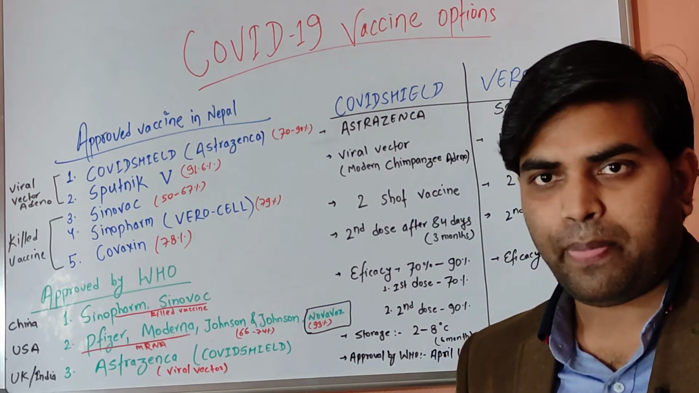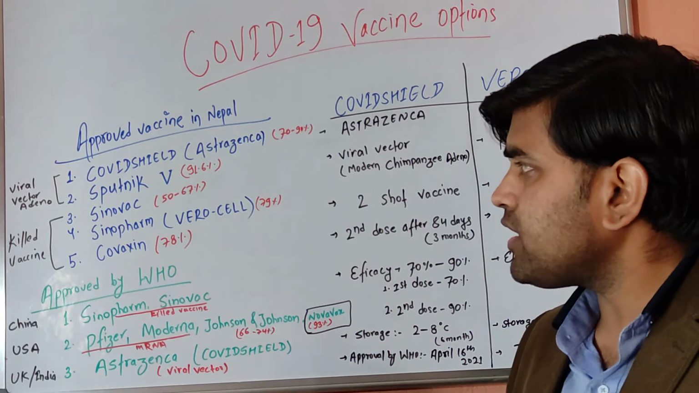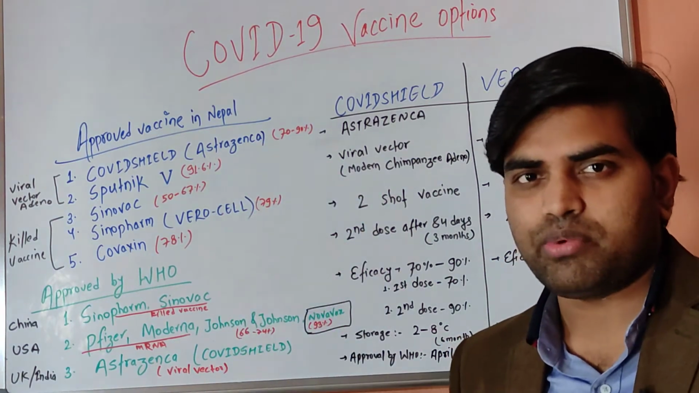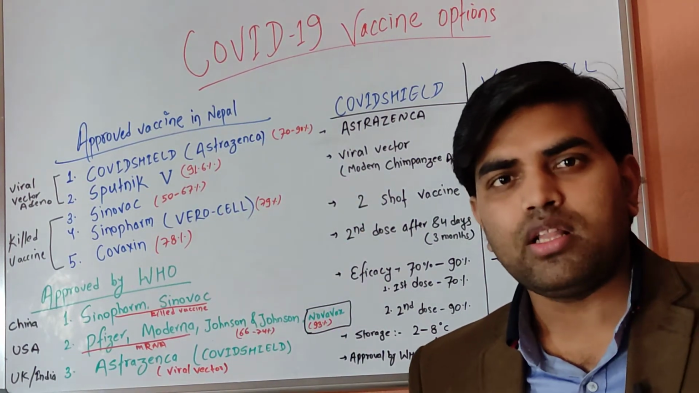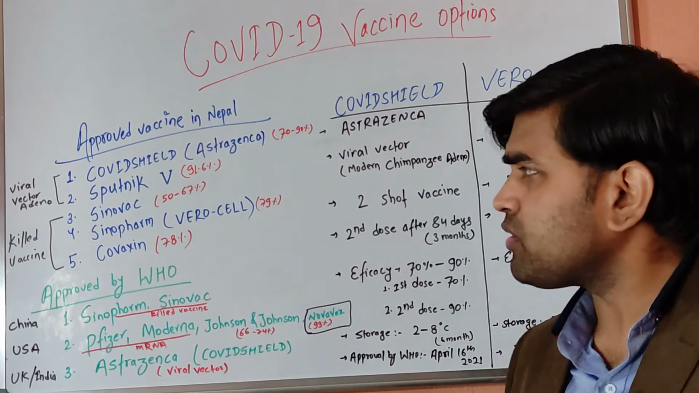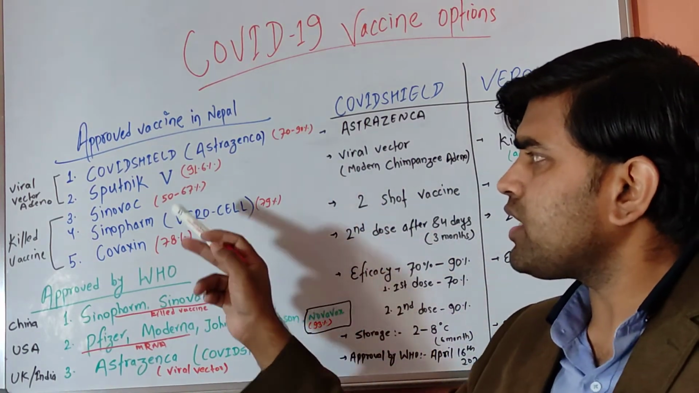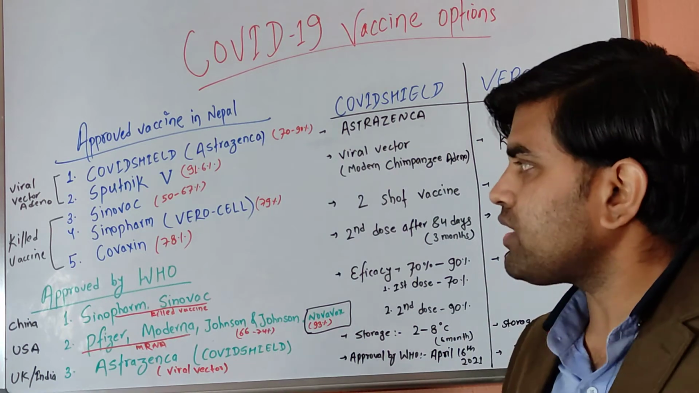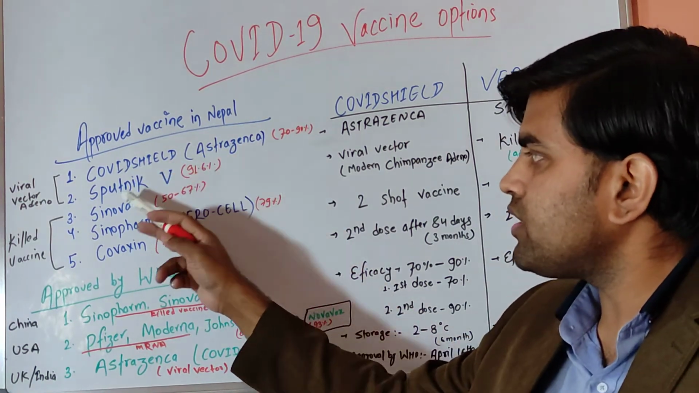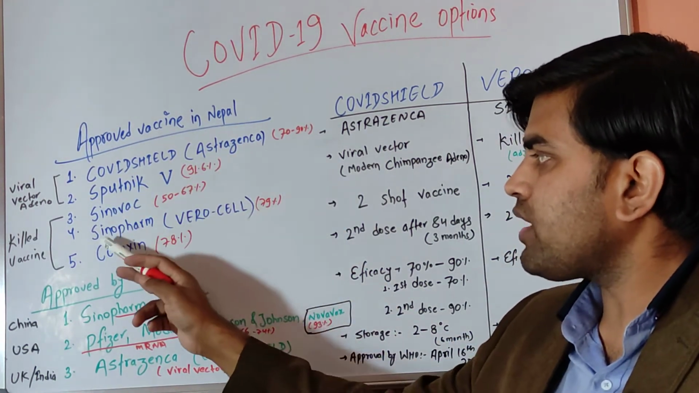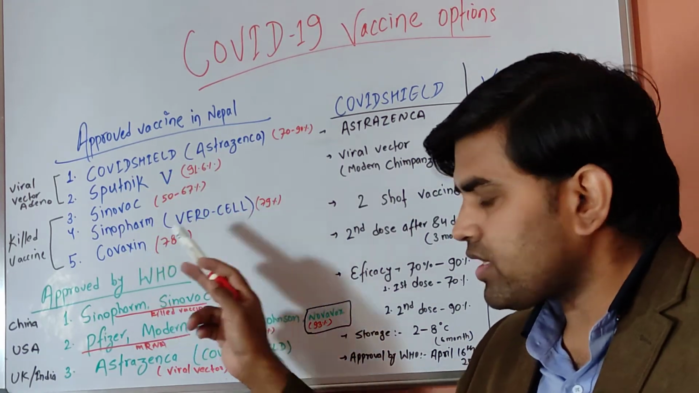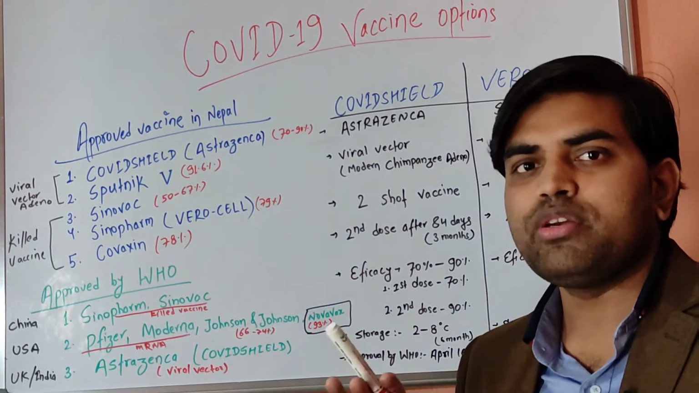So these are the vaccines which you can give all around the world because they are already approved by WHO. Now there are some vaccines that have been approved by the Nepal government. Since this video is made in Nepal and I'm from Nepal, I'm going to give you a list of vaccines that have been approved in Nepal. So what vaccines are available here? Here are COVISHIELD, Sputnik V, Sinovac, Sinopharm and Covaxin. These are all approved by the Nepal government to give to the local people.